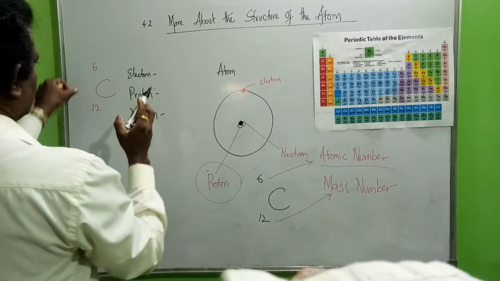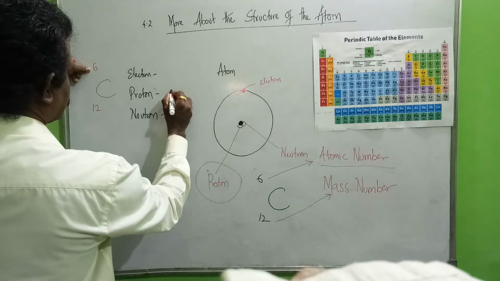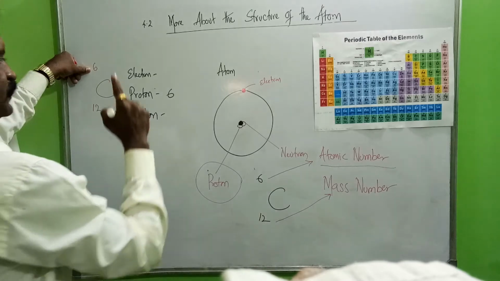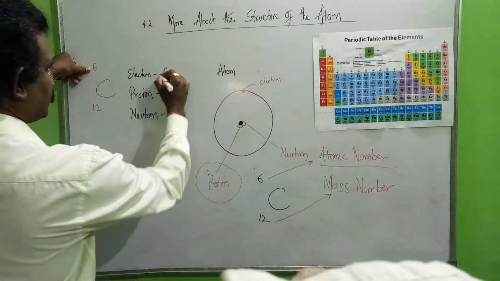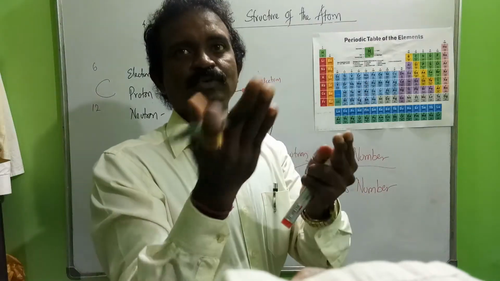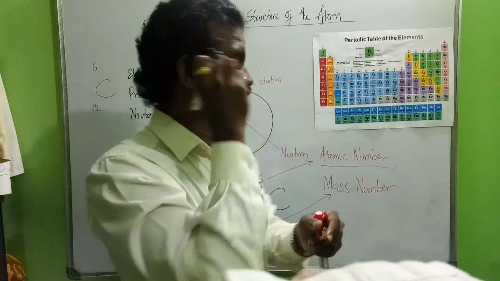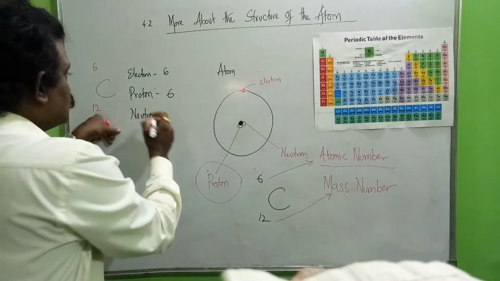Now, atomic number is 6. 6 means 6 protons. If the protons are 6, electrons are also 6. That means it is like a coin having both sides, one is head or tail. Correct? So however many protons are there, so many electrons are there. Now, how many neutrons are there?